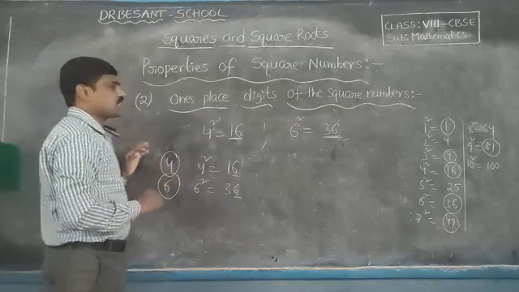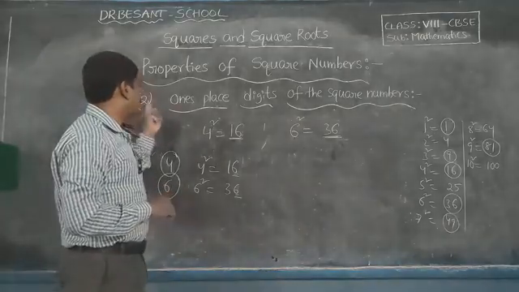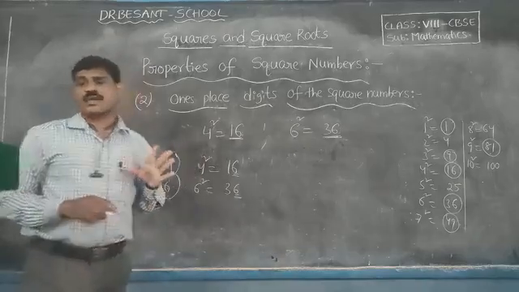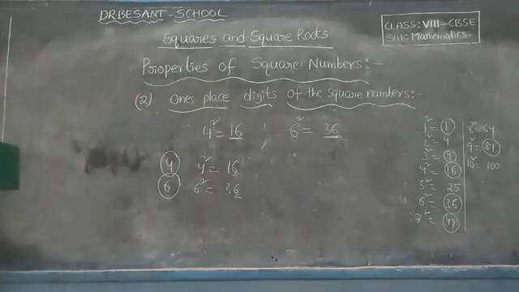So in the ones place, the digits of the square number follow the third rule. Okay, this is the third rule. Next, the square of a number has 5 in its ones place when the original number has 5 in its ones place.